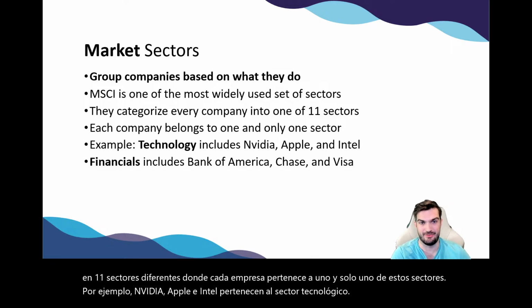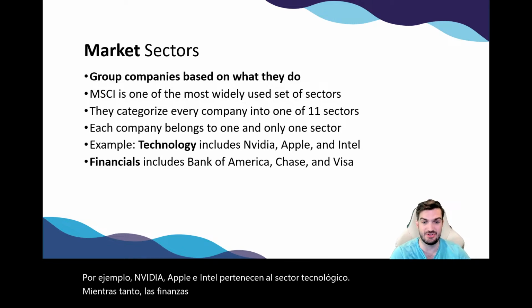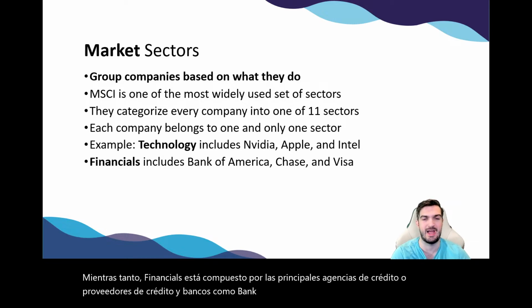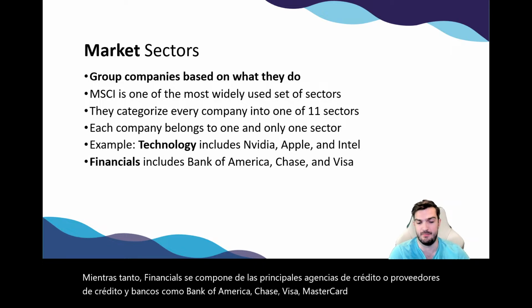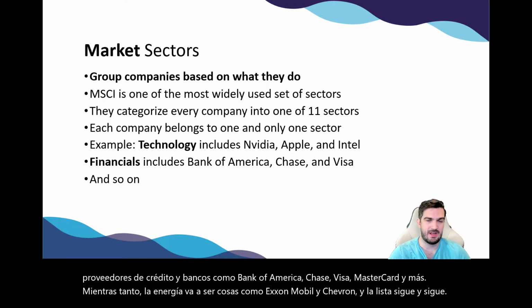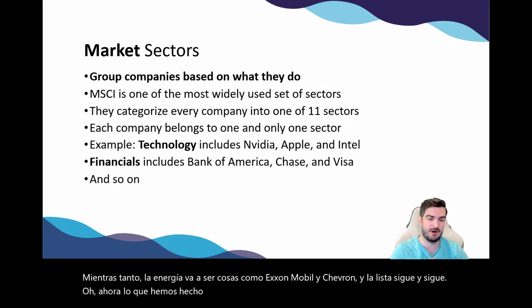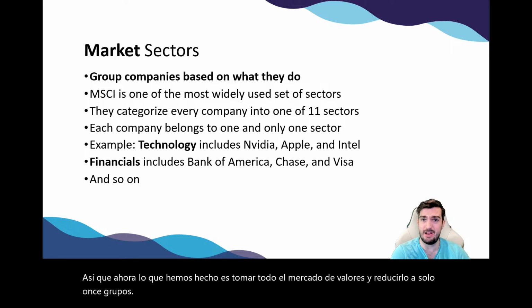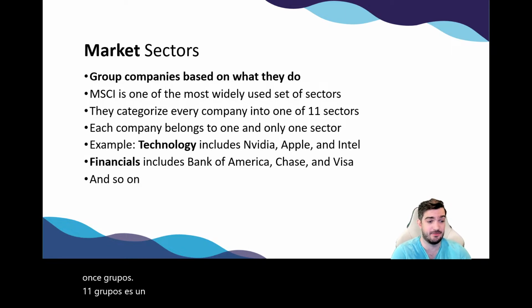Meanwhile, financials is made up of major credit agencies or credit providers and banks such as Bank of America, Chase, Visa, MasterCard, and more. Meanwhile, energy is going to be things like ExxonMobil and Chevron, and the list goes on and on. So now, what we've done is we've taken the entire stock market and boiled it down to just 11 groups. 11 groups is a little bit more manageable than 5,000.